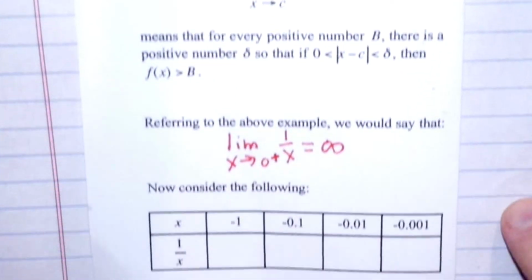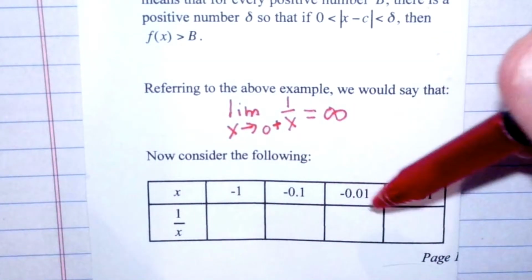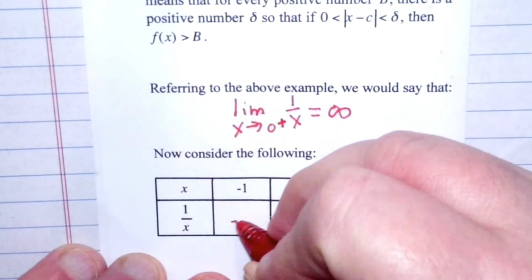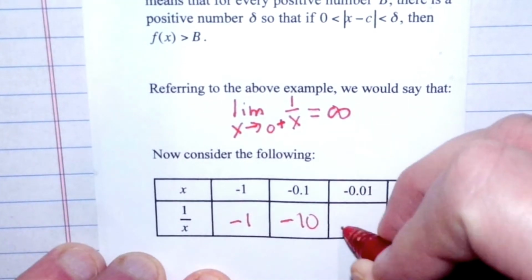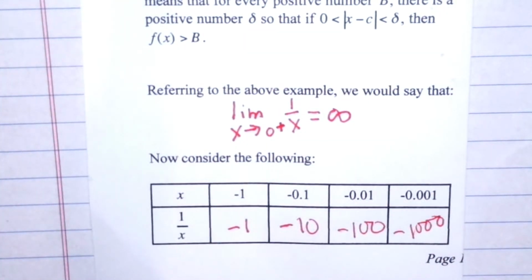Fortunately, I've got a table. This looks a lot like the previous table, except all of these numbers are now negative. All those values of x are now negative. So what we're going to get is -1, -10, -100, and -1000. And now it looks like x is getting more and more negative. I'm sorry, f of x is getting more and more negative.